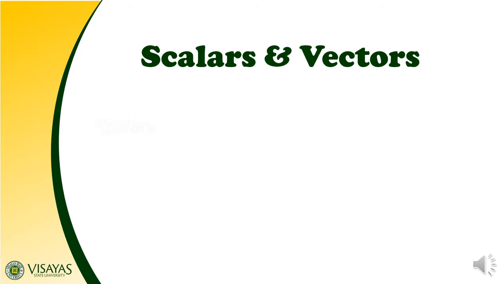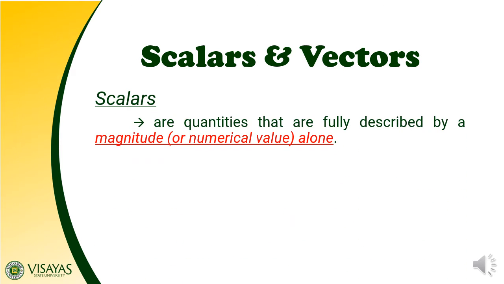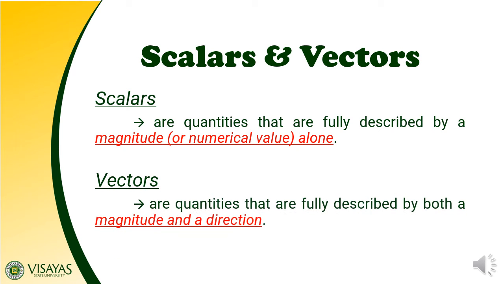Before we proceed in describing these physical quantities, we must first describe and differentiate scalars from vectors. Scalars are quantities that are fully described by a magnitude or numerical value alone, while vectors are quantities that are fully described by both a magnitude and a direction. Remember, scalars focus only on the magnitude alone, while vectors focus on both magnitude and direction in relation to the movement or motion of an object.